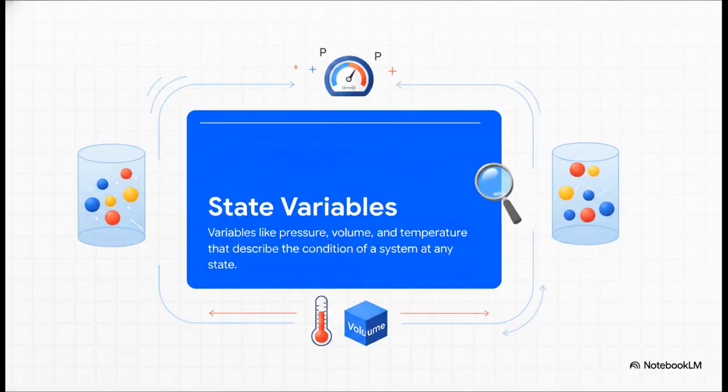First things first, we've got something called state variables. You can just think of these as the stats of a system. You know, like in a video game? At any moment, you can look at its pressure, its volume, and its temperature. And those 3 numbers tell you exactly the condition or the state that it's in. These are our fundamental measurements.